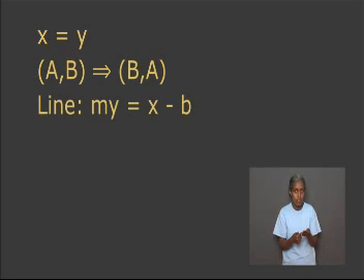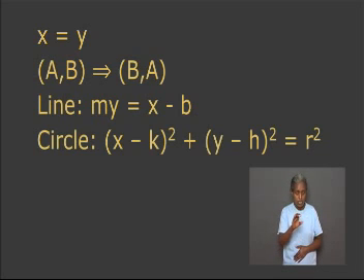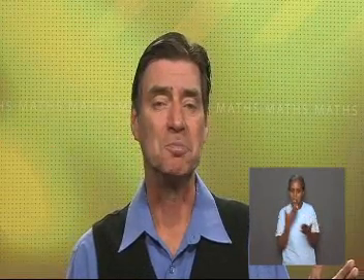Therefore, the line will be expressed this way. Notice the function now applies to the y coordinates rather than the x coordinates, and b is subtracted. The circle will be expressed this way. X and y have swapped the quantities that they are subtracting. Were those your answers? Great job, everyone.